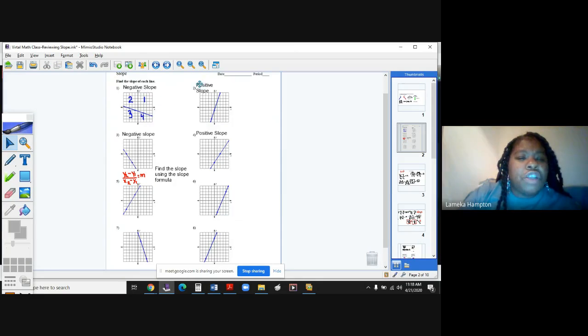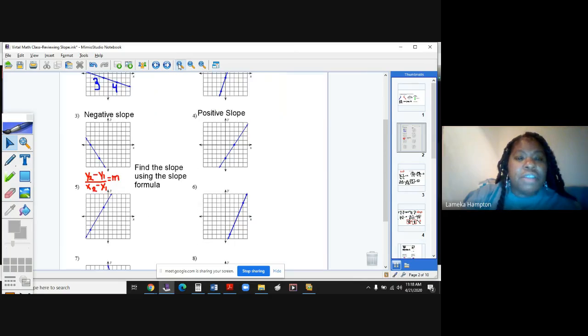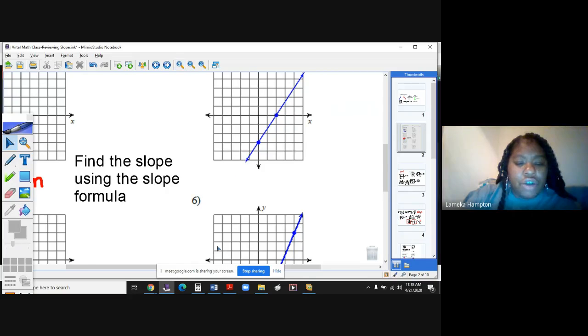Now for numbers 1, 2, 3, and 4, we just identified what kind of slope it was. So for example, number 1 was a negative slope because, as we know, with negative slopes, as you go from left to right, the line is going down. So that's a negative slope. We do not know the actual number of that slope, but we do know based on the picture that it is a negative slope. Numbers 1 through 4, we did those last week, and we were just identifying what kind of slope it was.